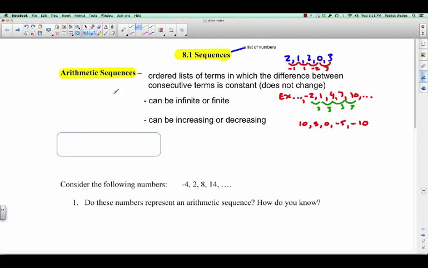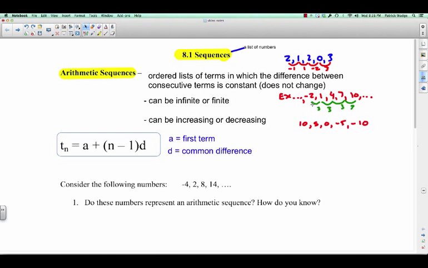Okay, so we need a formula to deal with these arithmetic sequences. We're going to learn a few. Here's the first one we're going to learn today. T of n equals a plus n minus 1 times d. What do all these things mean? Well, a is the first term. Pretty simple. D is the common difference. In this case it was 3, 3, 3, 3. That's the common difference. N is the number of terms. Those are all pretty simple to understand.